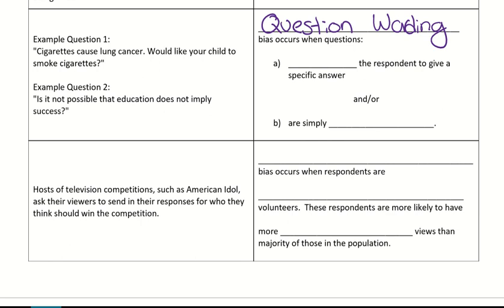The first question is called a leading question because it leads people who respond to a specific answer. Cigarettes cause lung cancer. Would you like your child to smoke cigarettes? Most people are going to say no because of the way the question is worded. The second question doesn't lead you to a specific answer. In fact, it's hard to understand what it's asking in the first place. It's simply confusing. So question wording bias can occur when questions lead you in a certain direction or if the question is just really poorly written.